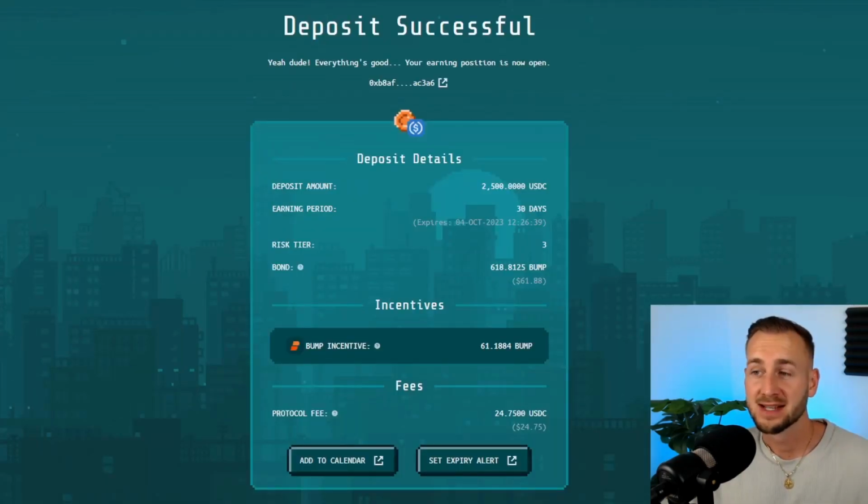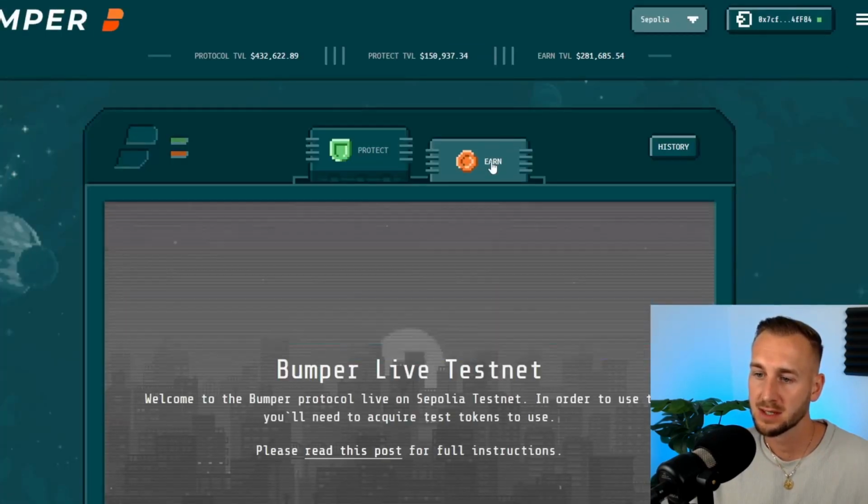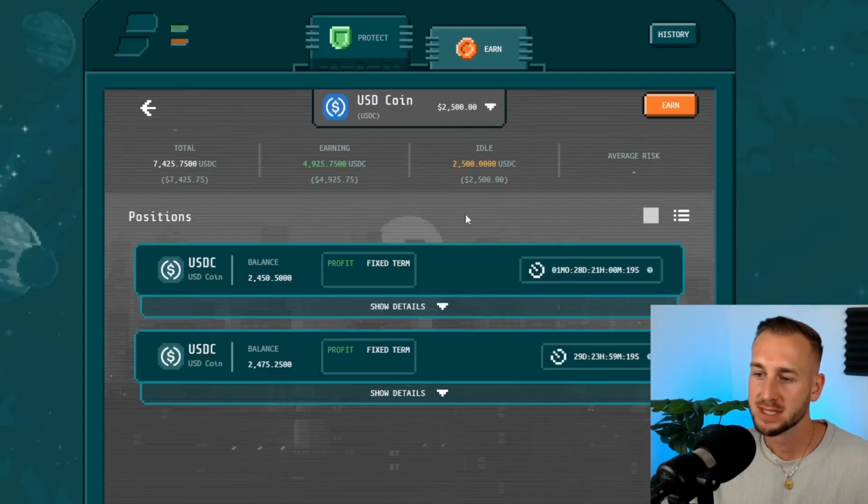So again, we have a successful policy here on the earn side. We have all the details given to us and the ability to add this then as a reminder to our calendar as well. But let's just go back to the policy pages. We'll go into earn, and then we can see our two positions on here.